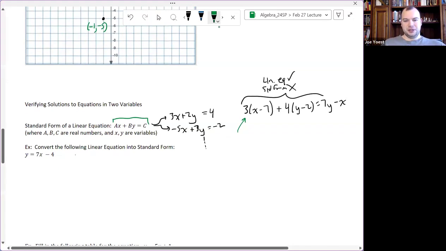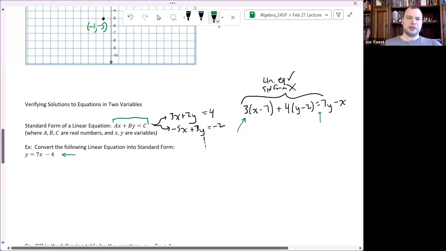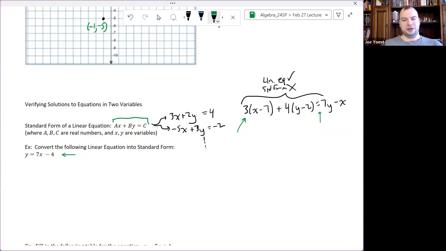So for example, consider this linear equation. If you wanted a challenge, you could try to convert this linear equation into standard form, but just to show the process, let's convert the following linear equation into standard form: y equals 7x minus 4. This is another common form of the equation that's used more in maybe Math 108. This would be called the slope-intercept form. But what if I wanted to convert this into standard form for what we're going to be doing in the next couple sections?